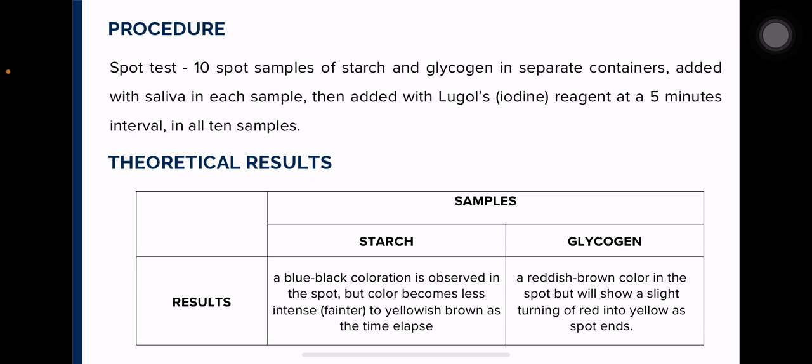This part outlines the experimental method. You are going to perform a spot test, preparing 10 samples each for starch and glycogen. To each sample, you add saliva, which is the source of the amylase enzyme, and then Lugol's iodine reagent at 5-minute intervals. This allows you to track hydrolysis over time and correlate the color changes to the degree of breakdown.